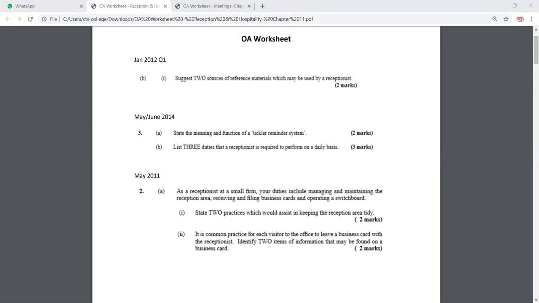I have one more answer I'm thinking about for the duty of a receptionist. Okay, but we're not even there yet. We're not even looking at that part of the question yet. But do you have the answer for the A part? You're okay with the A part? Right, good. So we're looking now at the B part of the question: list the duties that a receptionist is required to perform on a daily basis. I'm going to give you all 2 minutes, for those of you who didn't do it as yet, to locate the answer for the duties of the receptionist in our reception and hospitality chapter.